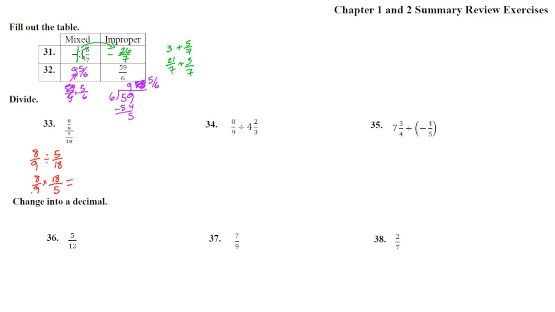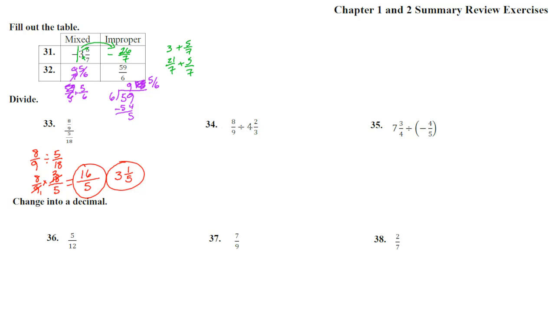And we can see that you can take a 9 out of that and a 9 out of that, and it leaves a 2. So this is simplifying before multiplying. So we get 8 times 2 is 16. 1 times 5 is 5. So 16 fifths, which is also 5 goes into 16 3 times with 1 remainder. So 3 1/5 or 16 fifths could be how we write that. Good. Number 34.